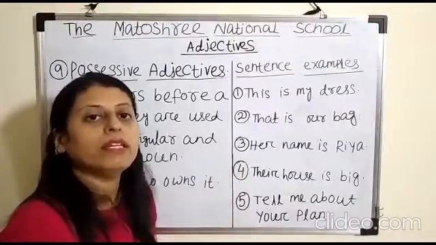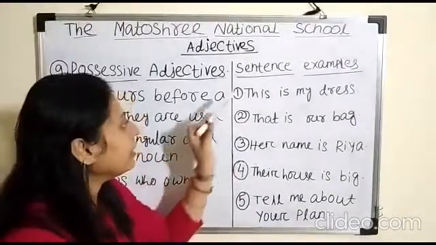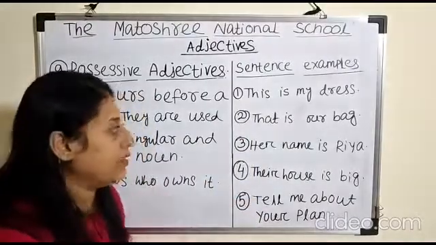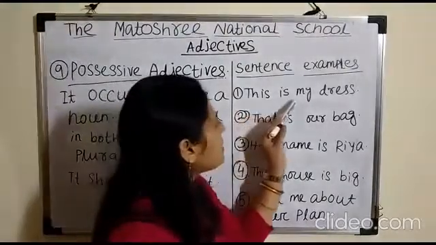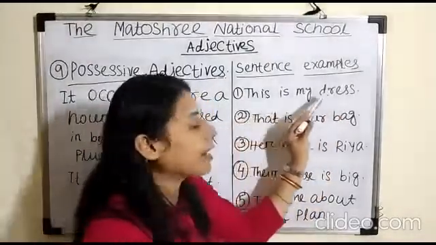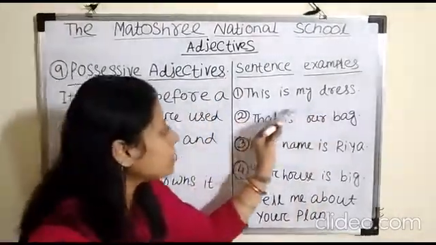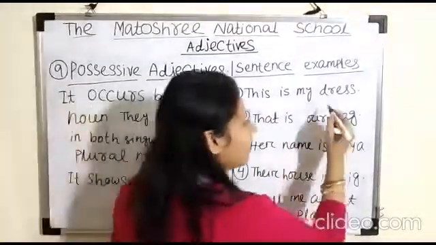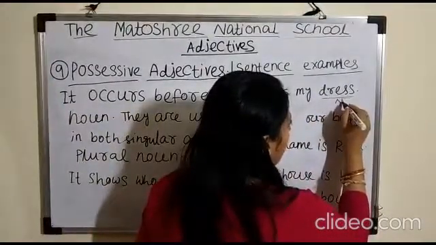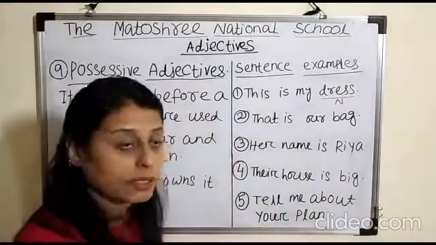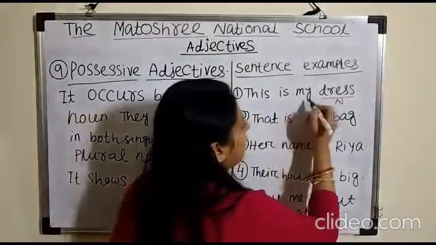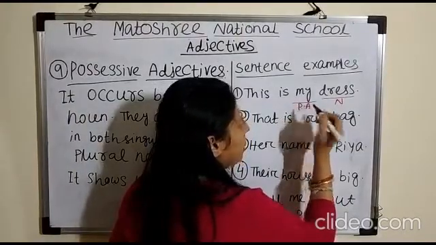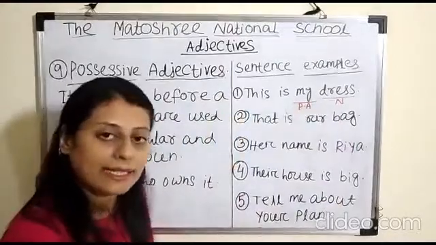Friends, now we will learn some sentence examples of possessive adjectives. So first sentence is, this is my dress. Who owns it? I own it. So this is my dress. Here dress is the noun. Here my is singular possessive adjective.